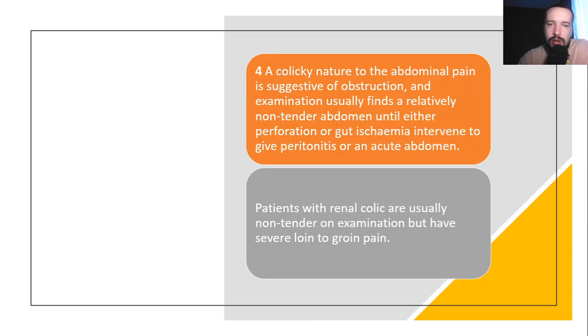A colicky nature to the abdominal pain is suggestive of obstruction, and examination usually finds a relatively non-tender abdomen.